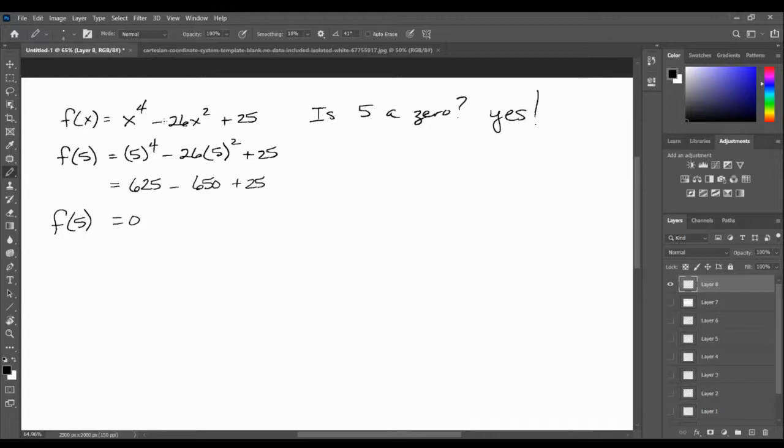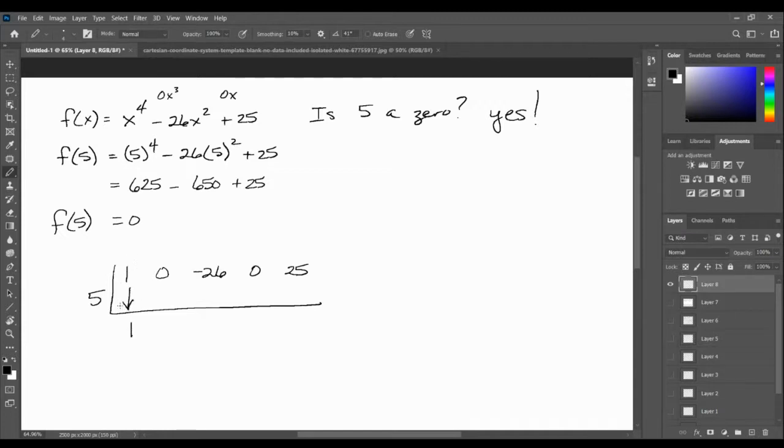Notice I'm missing an x cubed, so I would have 0x cubed. I need to account for that. I'm also missing an x, so I need to account for that. So bring down my coefficients. I've got 1x to the fourth plus 0x cubed minus 26x squared plus 0x plus 25. And I'm going to divide this by 5. So watch how fast this can be.